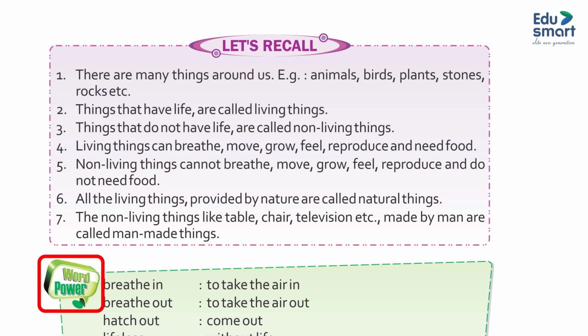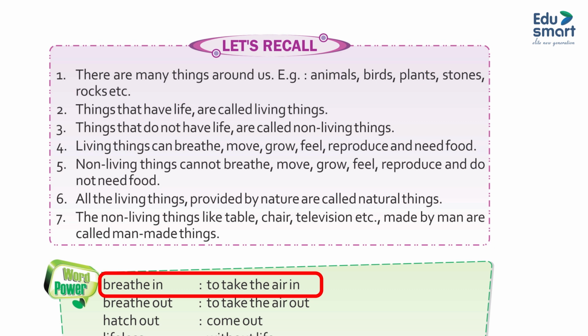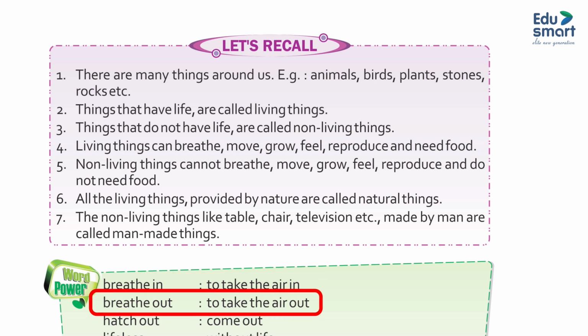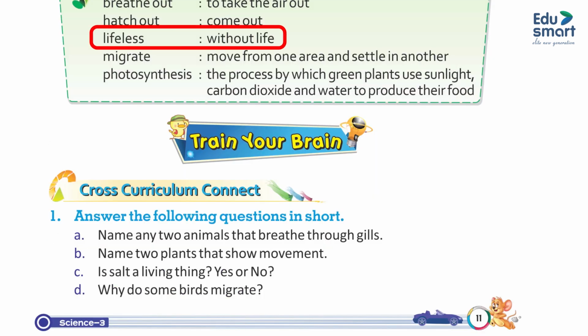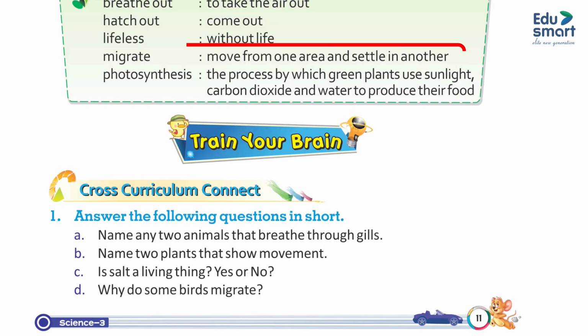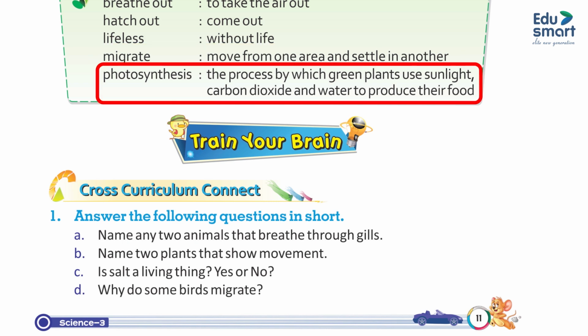Word power. Breathe in: to take the air in. Breathe out: to take the air out. Lifeless: without life. Migrate: move from one area and settle in another. Photosynthesis: the process by which green plants use sunlight, carbon dioxide, and water to produce their food.